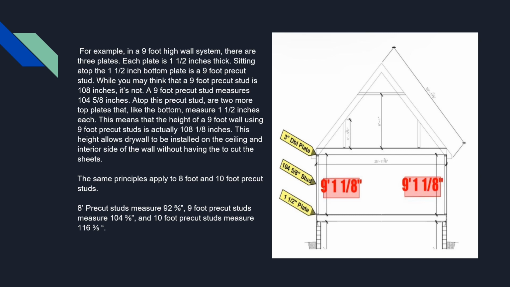A 9 foot pre-cut stud measures 104 5/8 inches. Atop this pre-cut stud, there are 2 more top plates that, like the bottom, measure 1.5 inches each. This means that the height of a 9-foot wall using 9-foot pre-cut studs is actually 108 and an eighth inches. This height allows drywall to be installed on the ceiling and interior side of the wall without having to cut the sheets. The same principles apply to 8-foot and 10-foot pre-cut studs. 8-foot pre-cut studs measure 92 and 5/8 inches, 9-foot pre-cut studs measure 104 and 5/8 inches, and 10-foot pre-cut studs measure 116 and 5/8 inches.